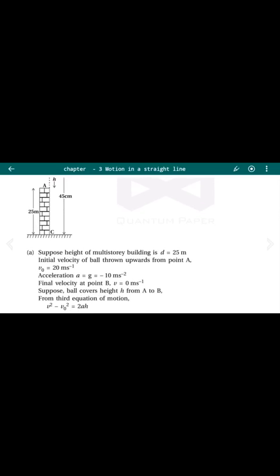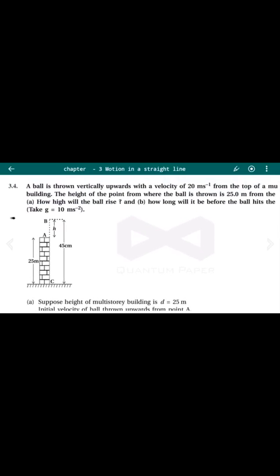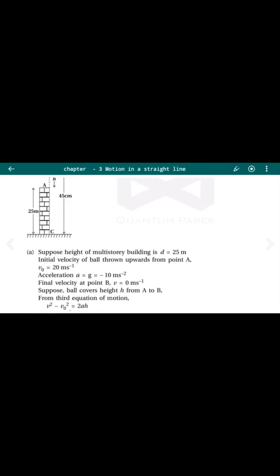So the first thing, suppose the height of the multi-story building is d equals to 25 meter. Here distance we are denoting by d, which is 25 meter. Initial velocity of the ball thrown upwards from point A, that is 20 meter per second, right. So initial velocity, that is denoted by V0, and that is already given in the statement, right. So that is 20 meter per second. Acceleration is also given in the data, that is the gravitational acceleration. It is generally 9.8 meter per second square, but sometimes practically we write it as 10 meter per second square.